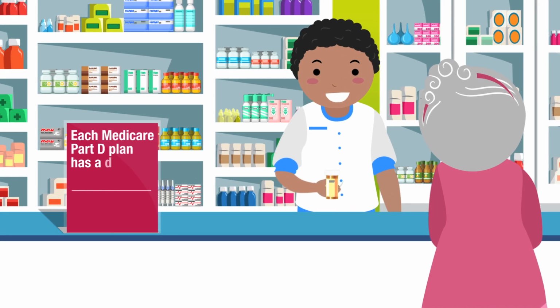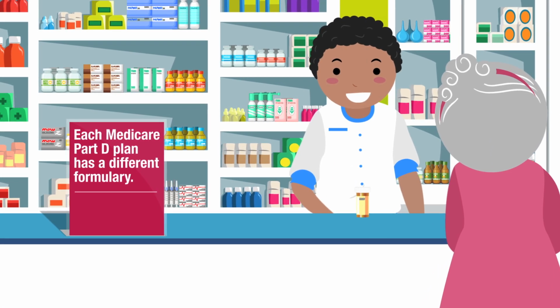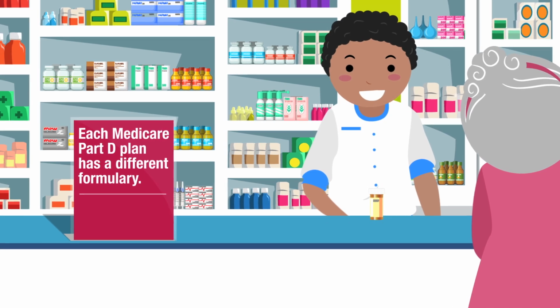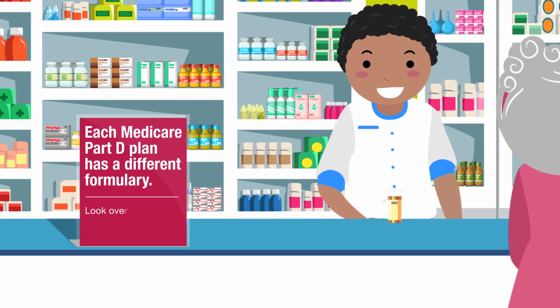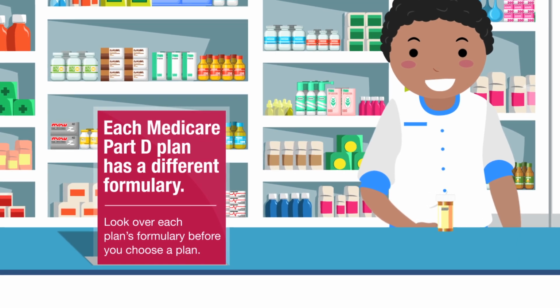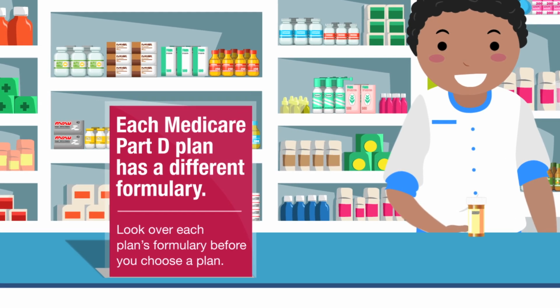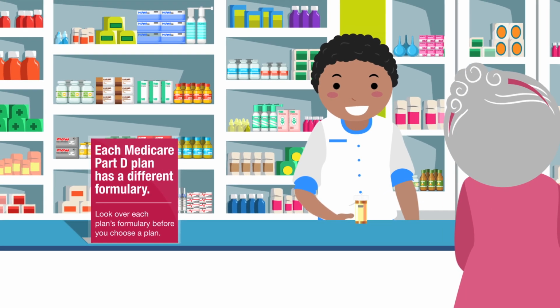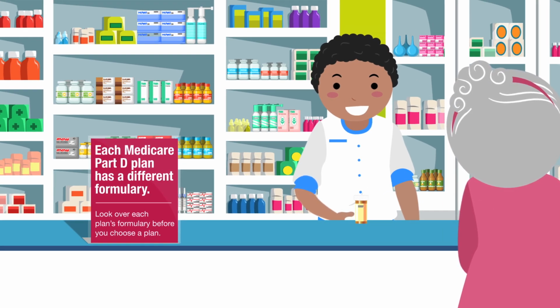Each Medicare Part D plan has a different list of covered prescription drugs, also called a formulary. It's important to look over each plan's formulary to understand how well it supports your prescription drug needs before choosing a prescription drug plan. We'll take you step by step so you can understand your coverage options.